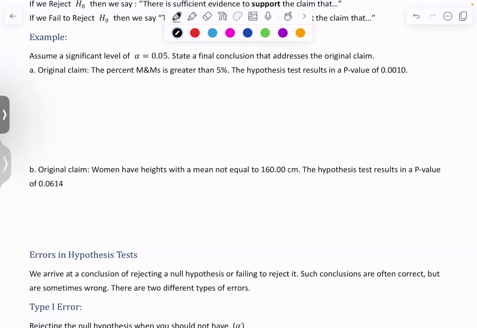All right, so the original claim, so our alpha is at 5%. Our null hypothesis is that the percent of M&Ms is greater than 5%. So this is a proportion. The alternative is P is bigger than 5%.